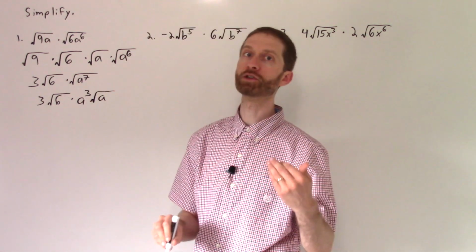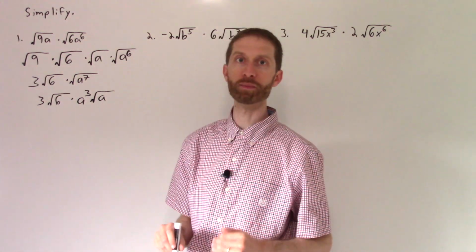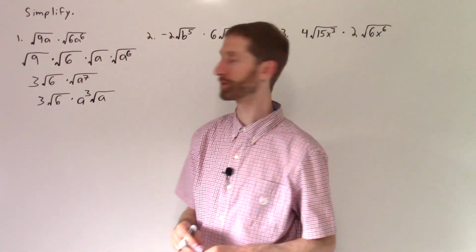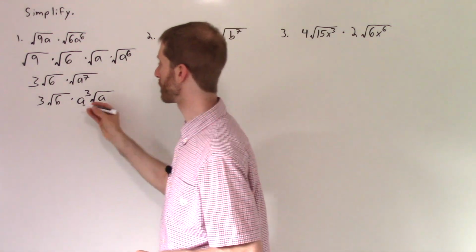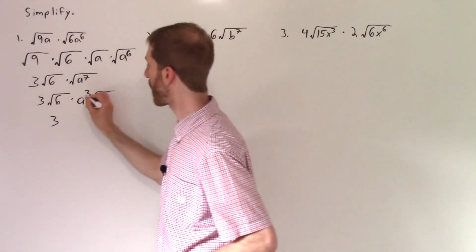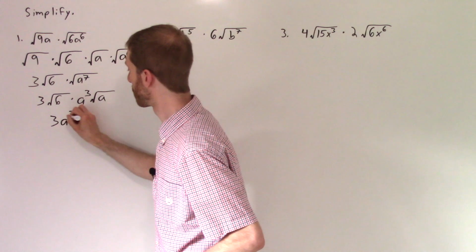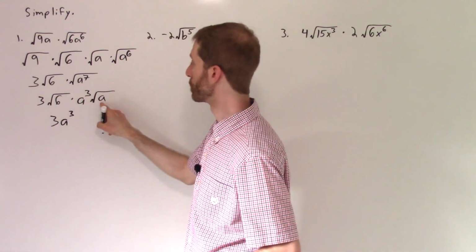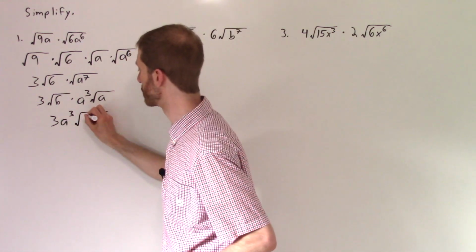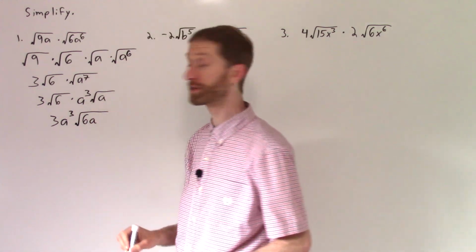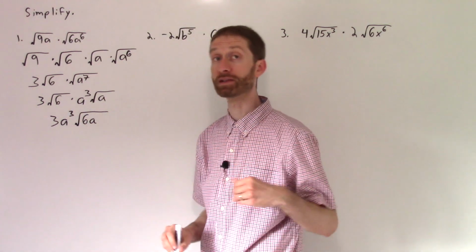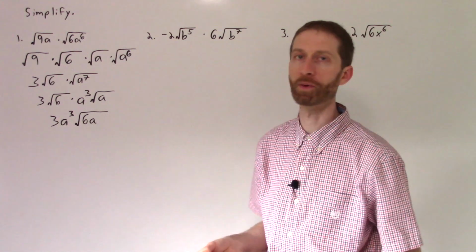And remember, if you need to see why that is, watch an earlier video on me taking square roots of variables. So now we'll combine everything outside of the square roots. That's 3 times a to the 3rd times root 6a. Multiply everything inside of the square roots. And that's it for that problem. Piece by piece is the name of the game, just like it was with exponents.